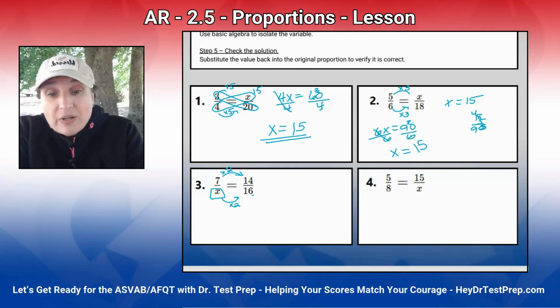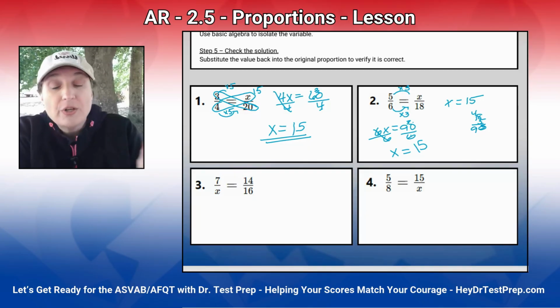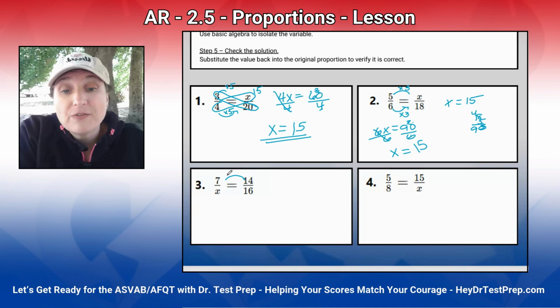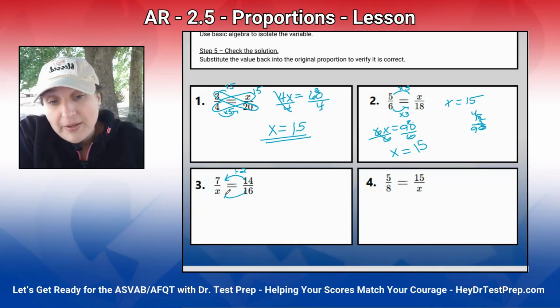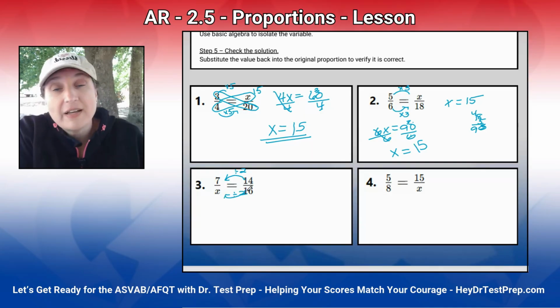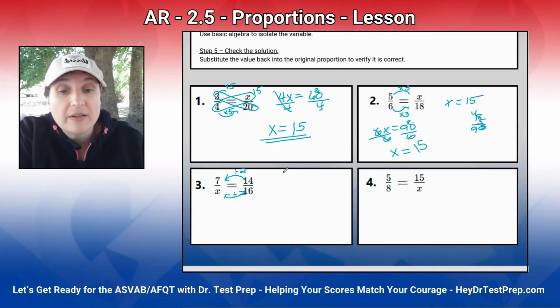The other thing that you could have thought of is, instead of looking at it as multiplying by 2, you could have said, okay, how do I go to 14 to 7? Well, I divide by 2. So how do I go from 16 to x? I divide by 2. So either way, that works.